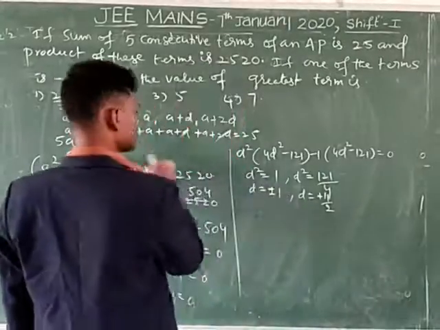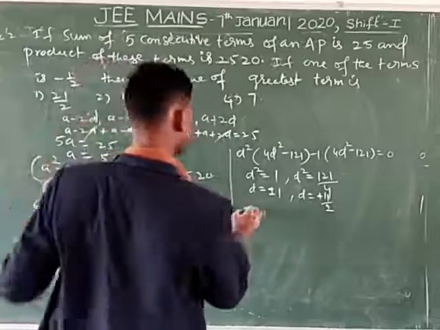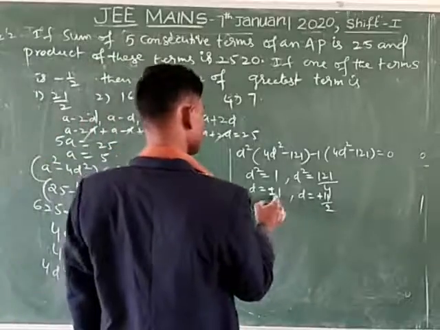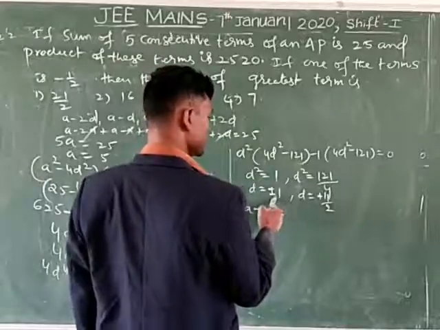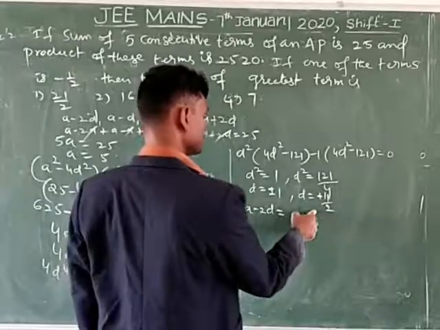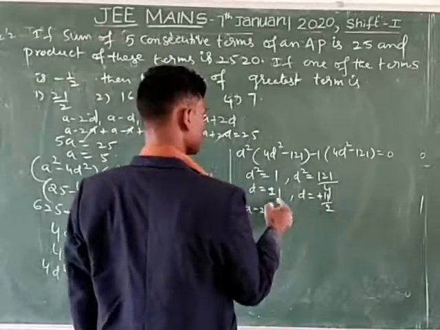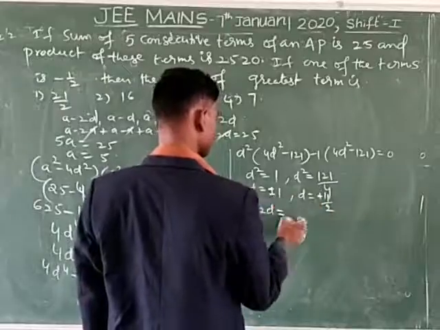The a value we know and the d value we know. Now you have to substitute into the first term, a minus 2d. There are 4 cases: d is equal to 1 and d is equal to minus 1, d is equal to 11 by 2 and d is equal to minus 11 by 2. Two cases plus two cases, 4 cases. Here d is equal to 1 and 11 by 2.